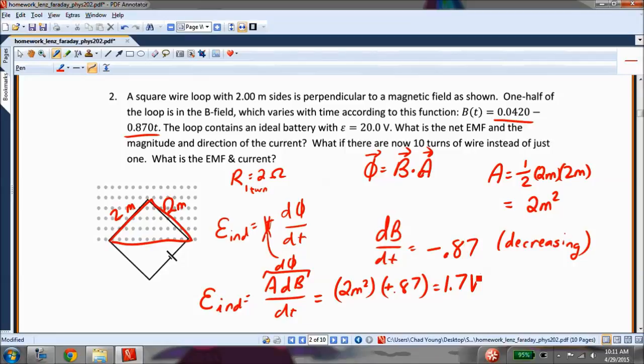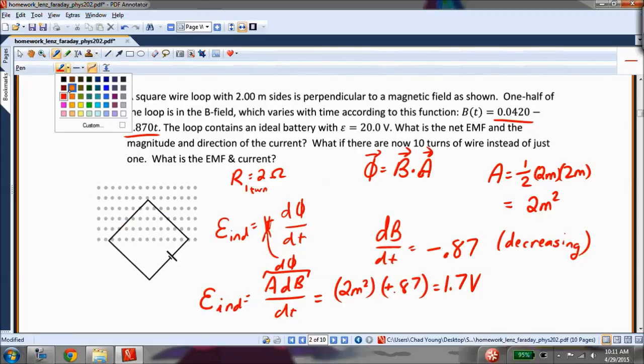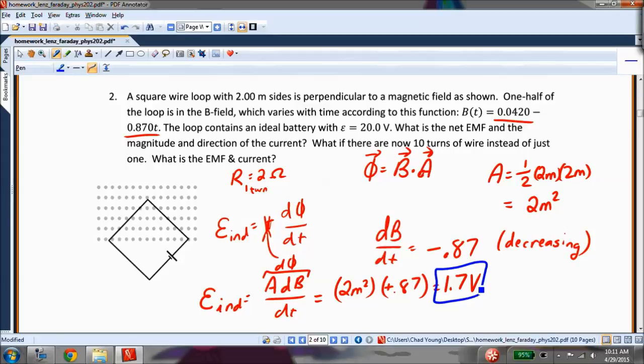Now I need to find out what is the direction of that EMF. Let me clean this up just a little bit. I don't need this triangle anymore. Let's go to a different color. Red is kind of harsh. All right, so I know that I have this 1.7 volts, but I don't know which direction it's in, so I need to find the direction.